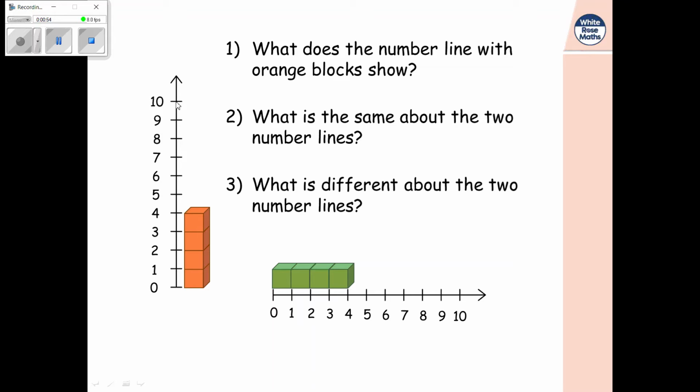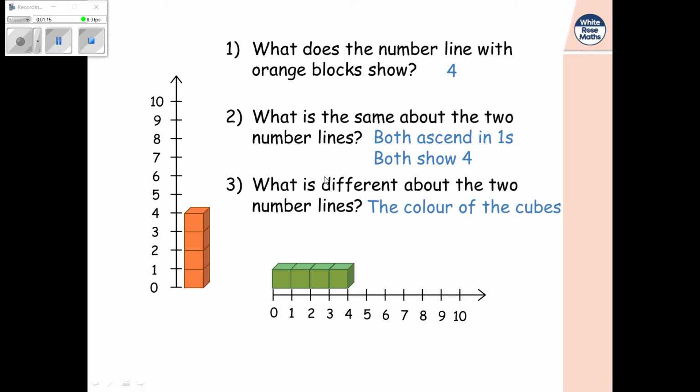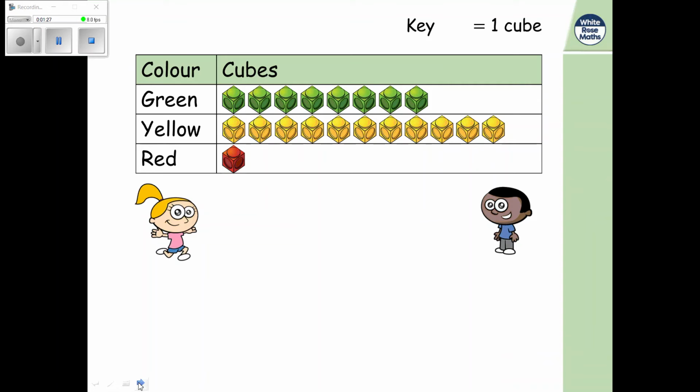So this one is a vertical line, so it's pointing upwards, and this is a horizontal line, which is laying down on the ground, basically. So moving on. It is going to tell us both ascend in ones, both show 4, so both of the numbers, the cubes show 4. And what is different? The colours of the cubes, and also we discussed it being horizontal and vertical as well. There we go. So let's get learning.